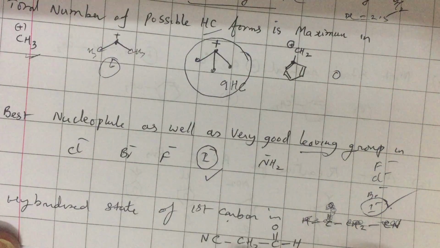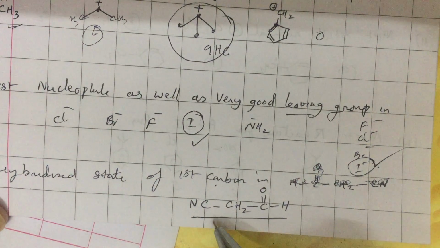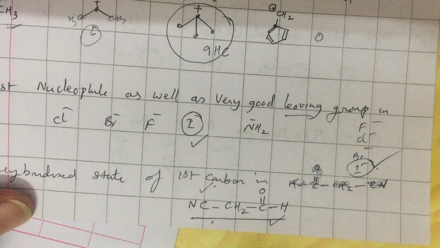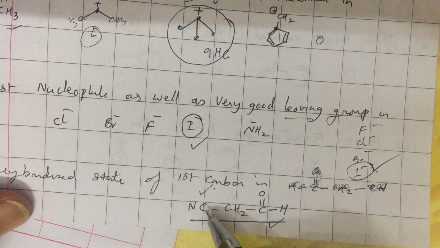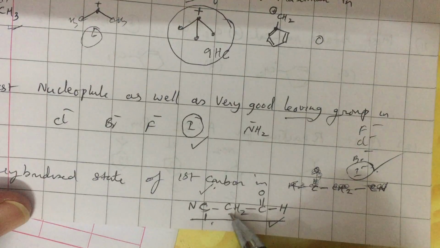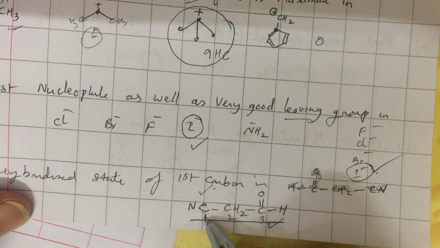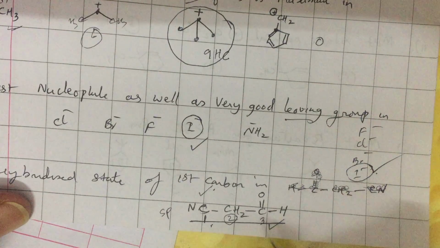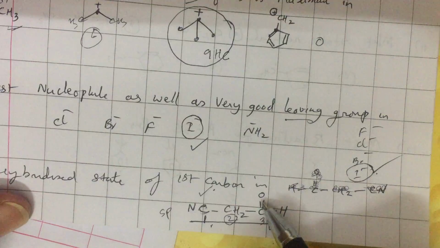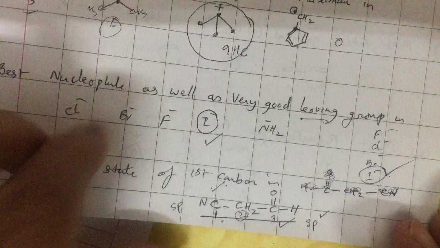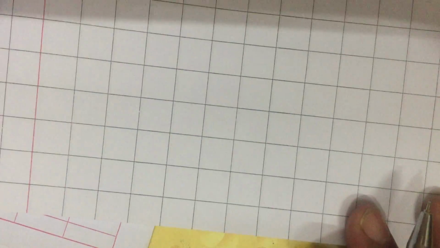Hybridized state of first carbon in this molecule. If you carefully look, this molecule has a CHO group and a cyanide group. Of these two functional groups, cyanide group gets high priority. So the first carbon means this is the first carbon. So the first carbon hybridized state is sp. Second carbon hybridized state is sp3. Third carbon, because it is making 1 pi bond, its hybridized state is sp2.